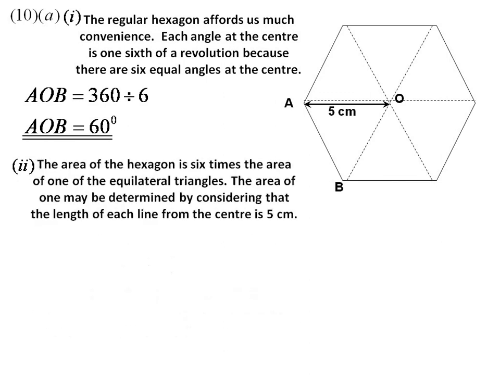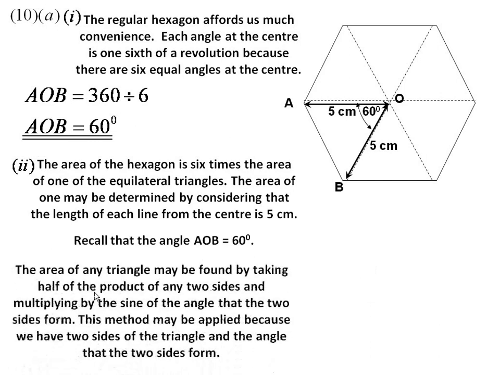The area of the hexagon is 6 times the area of one of the equal triangles. So we have 6 equal triangles, and the area of the entire thing is 6 times the area of each triangle. The area of one may be determined by considering that the length of each line from the center is 5 centimeters. And recall that the angle AOB is 60 degrees.